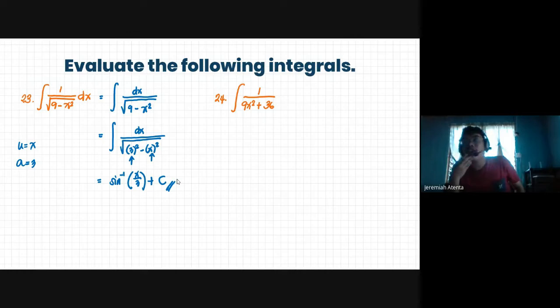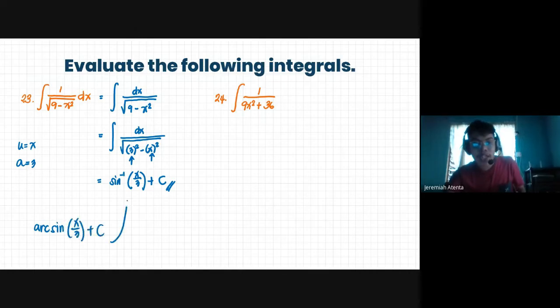Now, if you will look at the other books, hindi nila ginagamit itong sine inverse. Yung parang may negative 1 na exponent. Yung sa ibang books, ang ginagamit nila is arc. Okay, meaning that is the inverse. So, magiging arc sine siya. Arc sine of x over 3 plus c. They are just the same. Okay? The same lang yan. Baka malito kayo sa other books. Sine inverse, pwede rin siyang isulat as arc sine. They are just the same. Okay? I hope that is clear.